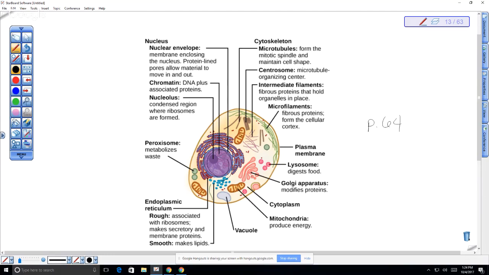Okay, so I'm going to stop there for today, and then we'll continue looking at the cell, but remember that you need to study for the quiz. Only the structures that we've already talked about will appear on the quiz here.